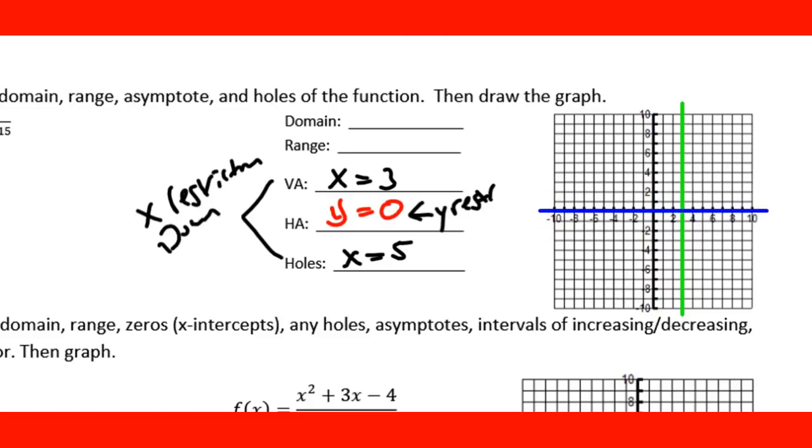Alright, and then we have a hole at 5. So 4, 5, there's a hole right here, okay? So we grab this thing like so. Oh, and I notice, guys, there's no zeros, and the reason being there's no zeros is because the horizontal asymptote is on the x-axis, so you can't have zeros on the x-axis. Alright, because y equals 0. Alright, so there we go.